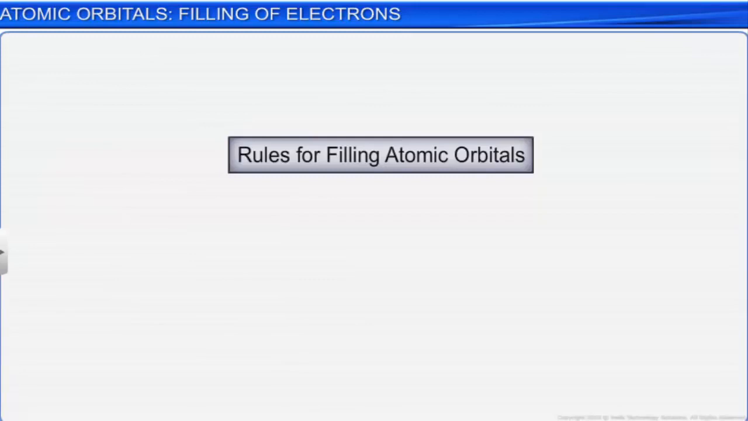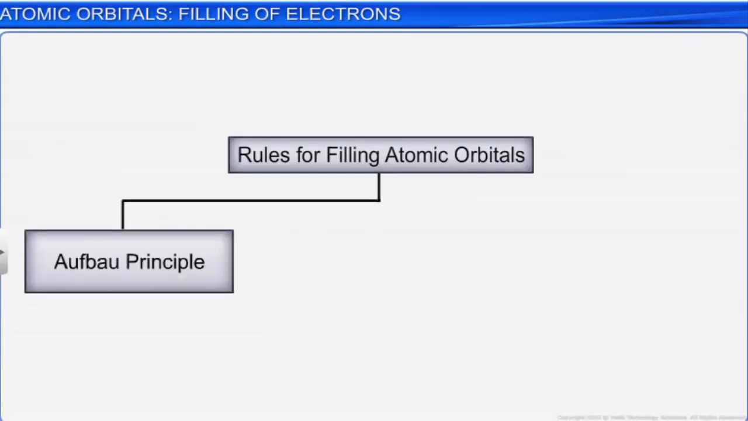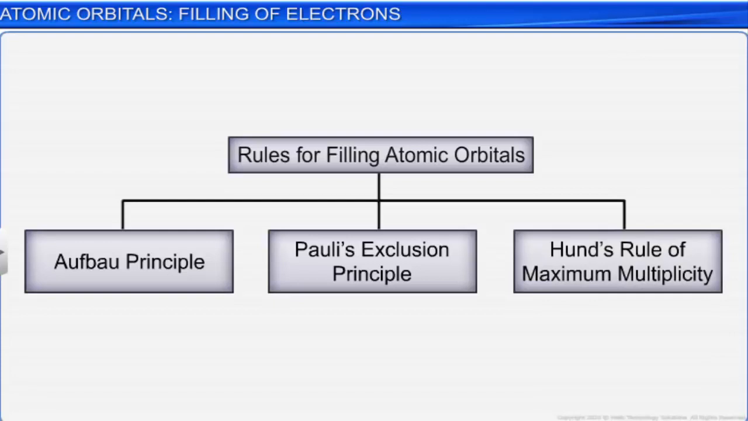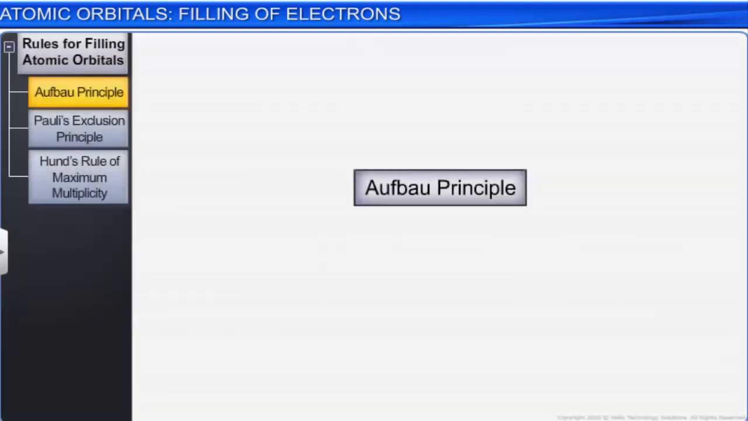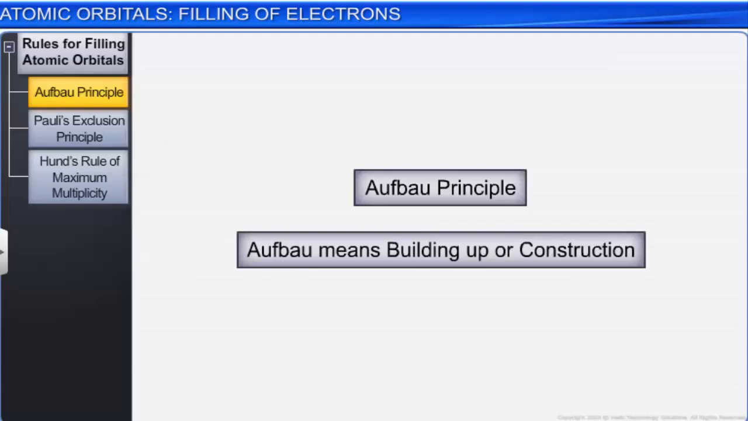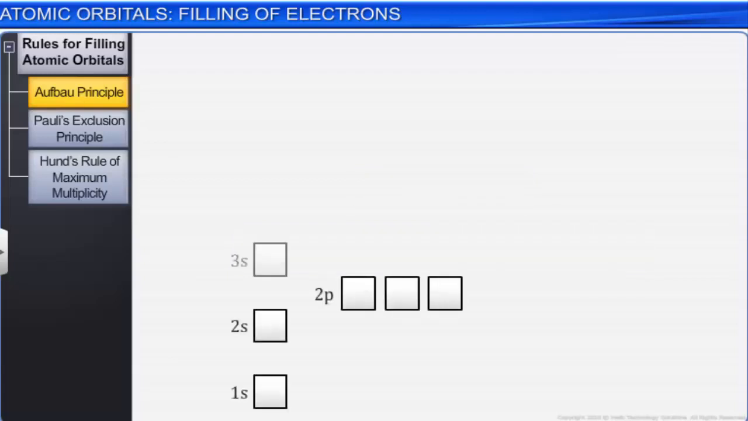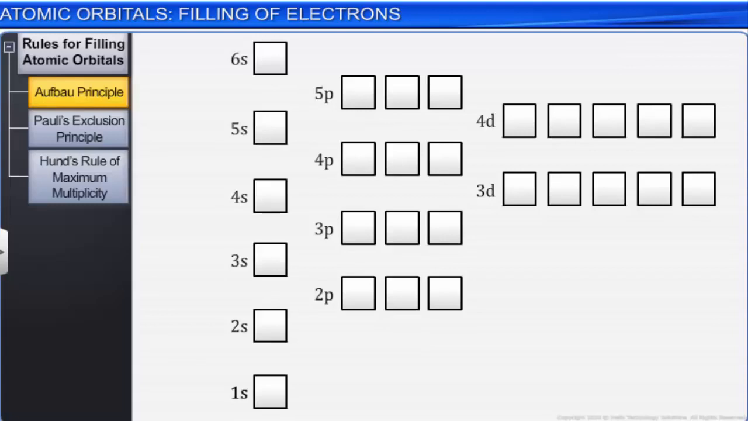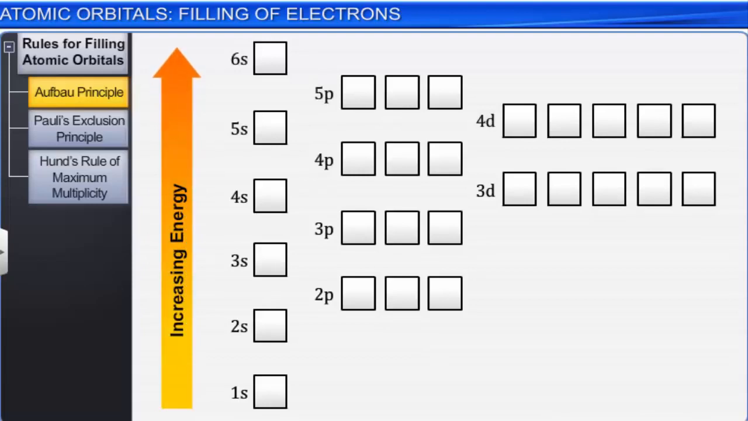The filling of electrons into the orbitals of an atom is governed by the Aufbau principle, Pauli's exclusion principle, and Hund's rule of maximum multiplicity. Let us start with Aufbau principle. Aufbau is a German word which means building up or construction. Here, building up refers to the sequence in which the electrons enter into various atomic orbitals. This principle states that, in the ground state of the atoms, the orbitals are filled in the order of their increasing energies. This means that electrons first occupy the lowest energy orbitals available to them, and then enter into the higher energy orbitals successively.